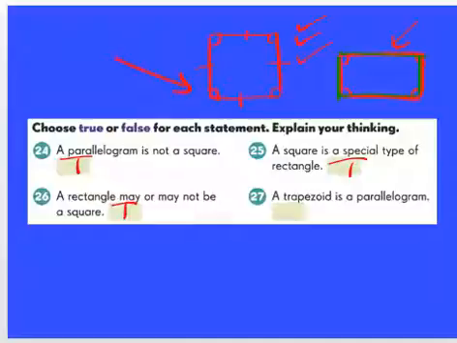And a trapezoid is a parallelogram. That's definitely no way. Because to be a parallelogram, you have to have 2 pairs of parallel sides. And if you remember, trapezoids only have 1 pair of parallel sides. So there's no way a trapezoid can be a parallelogram.